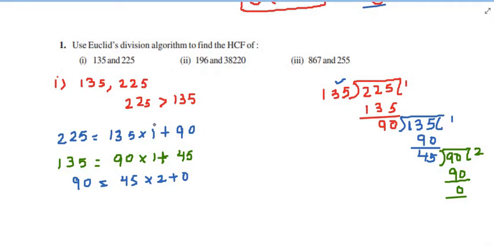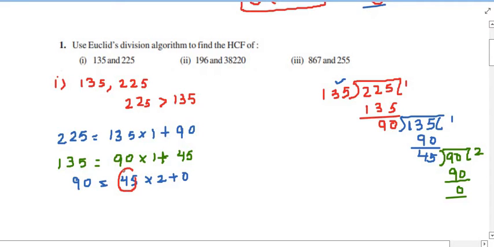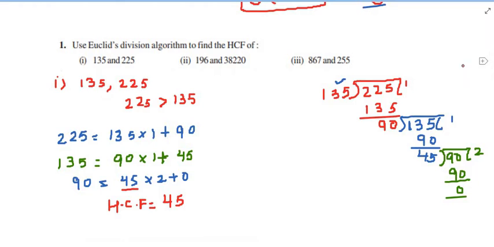When 45 is the divisor, the remainder is 0. So the HCF of the given numbers is 45. Now we'll continue with the next question.